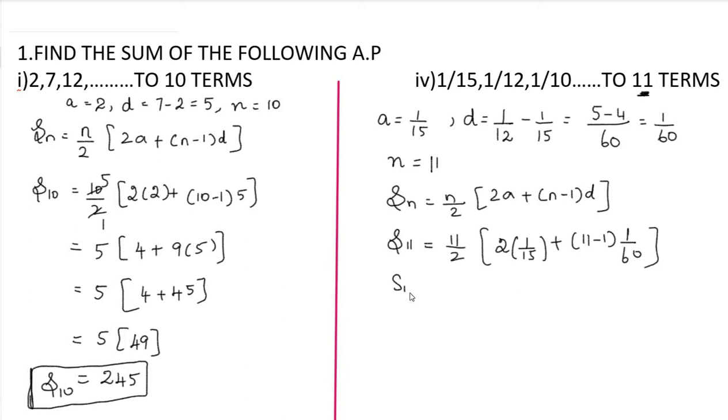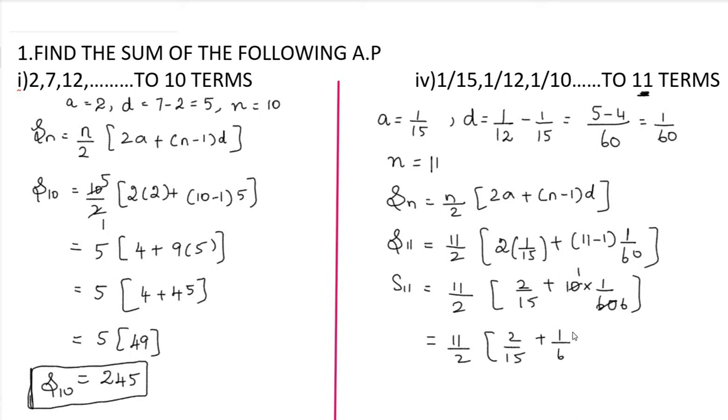Then what is the next step? S11 is equal to 11 by 2 into 2 by 15. 2 into 1, 2. 2 by 15 plus 10. 11 minus 1 is 10 into 1 by 60. 10 1s are 10, 10 6s are 60. So I am getting 11 by 2 into 2 by 15 plus 1 by 6.